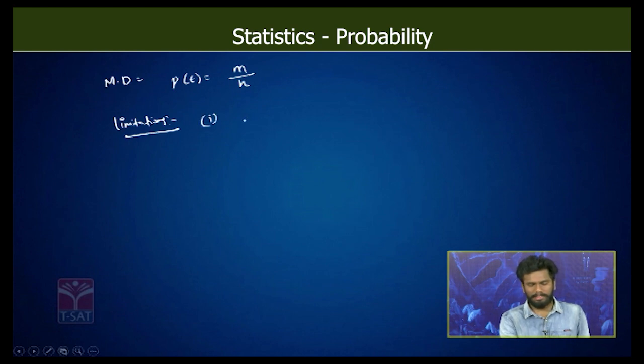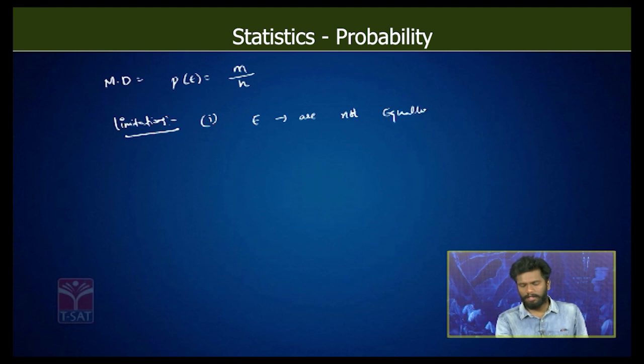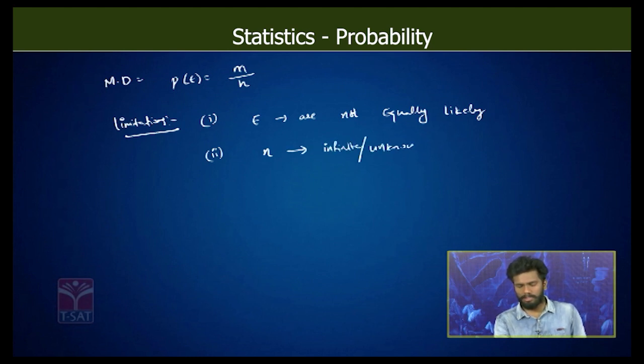The first limitation is when the events E are not equally likely. In this case we cannot apply the mathematical definition. And our second limitation is when the number of outcomes is infinite or unknown. So in this case also we cannot apply our mathematical definition. Now statistical definition.